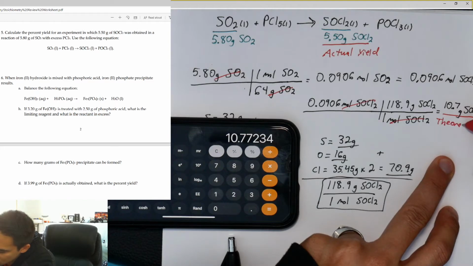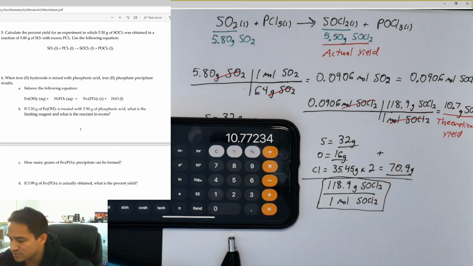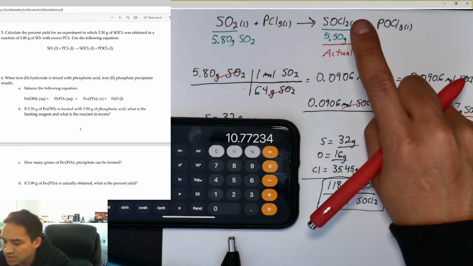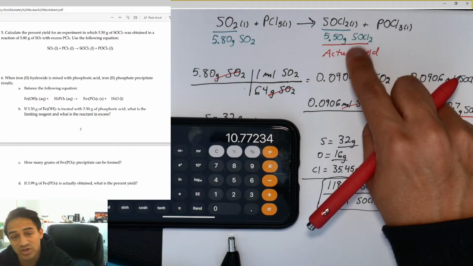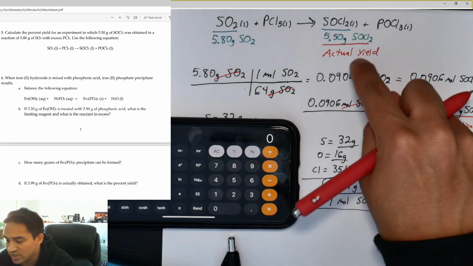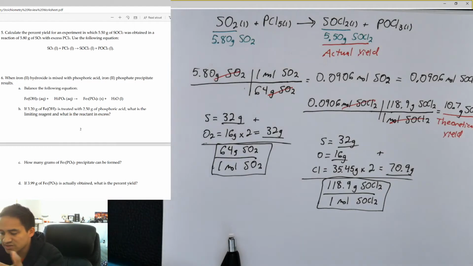Okay, so this is in theory, or based on calculations, this is how much we should be able to make. However, they're telling us that we're only making 5.50 grams. Okay, this is way less. So our percent yield then is what?